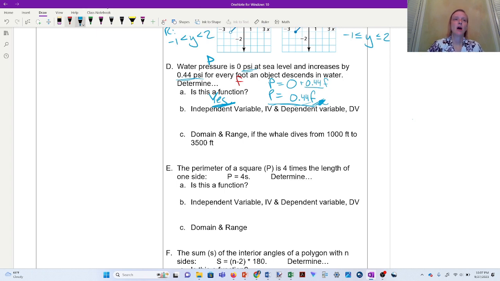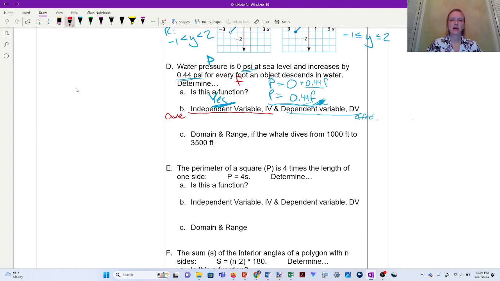Now the next thing we're being asked is, what's the independent variable? What's the dependent variable? Well, if you think about a cause and effect relationship, the independent variable is the cause, and the dependent variable is the effect. Another way to think about it is that the independent variable is the thing that the researcher or the scientist or the investigator decides to change.